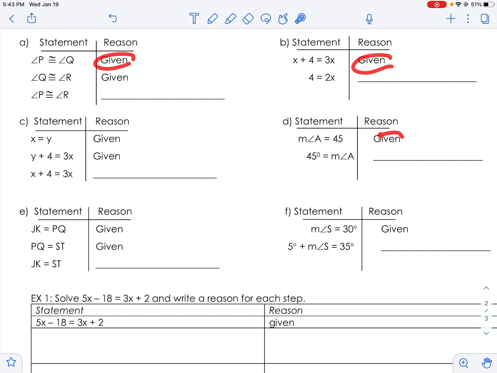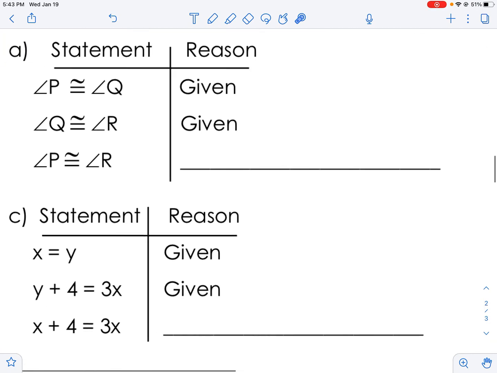And if you also notice that our first reason is always given, and that's because something will be given to you to look at. So that's just your first reason. Given, why? Because it was given to you.